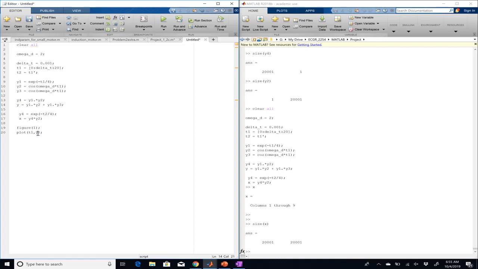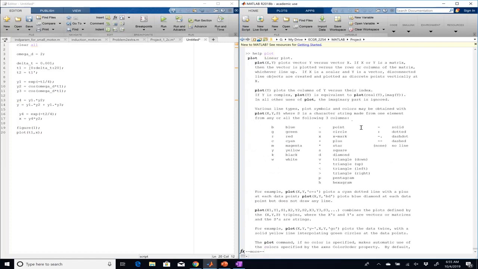Okay, so the real problem is, let's say I tried to do this and I tried to make a plot of these. This is really tricky. One thing about the plot command: if I type help plot, it plots vector y versus vector x. If x or y is a matrix, then the vector is plotted versus the rows or columns of the matrix, whichever line up.